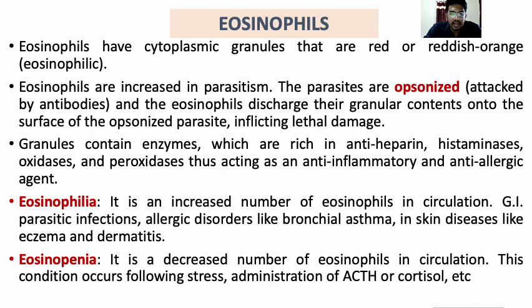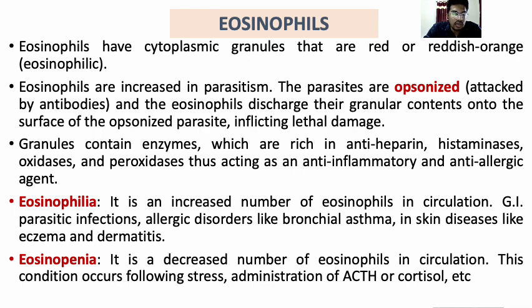Next is eosinophilia, which is an increased number of eosinophils in circulation. It is seen in gastrointestinal parasitic infection and allergic disorders. You have heard, no? If some person is having an allergy, he might be having eosinophilia, as in bronchial asthma, and in skin diseases like eczema and dermatitis.